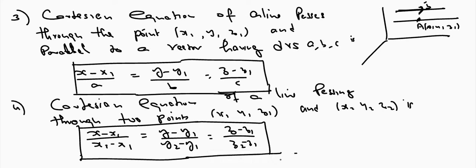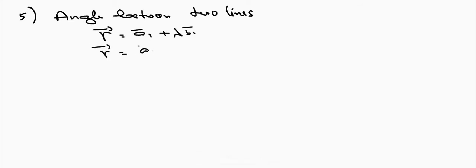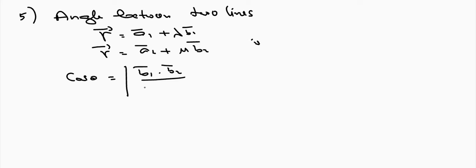Next, number 5, we have to find the angle between two lines. The lines are r vector equals a1 plus lambda b1, and the second line is r vector equals a2 plus mu b2. The angle is given by cos theta equals modulus of b1 dot b2 divided by mod b1 mod b2.